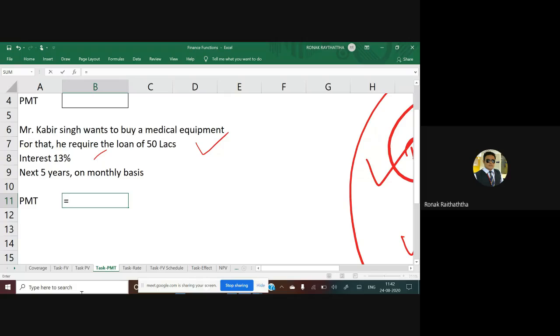Equal to, starting with PMT, opening the bracket. Now, the first thing we are supposed to write over here is the rate. Rate of interest would be 13 percentage to be divided by 12, because this amount is to be paid on a monthly basis, so that's why it must be divided by 12, comma. Then you have number of periods, the second argument. The number of periods would be 5 years multiplied by 12, comma.